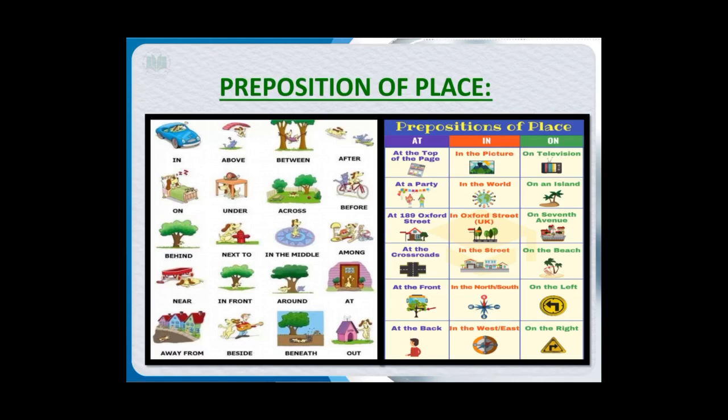Next to, tells about the position of someone or something which is at the side. In front of, used to talk about something farther or forward from someone or something. Among, used to tell about something or someone which is surrounded by.